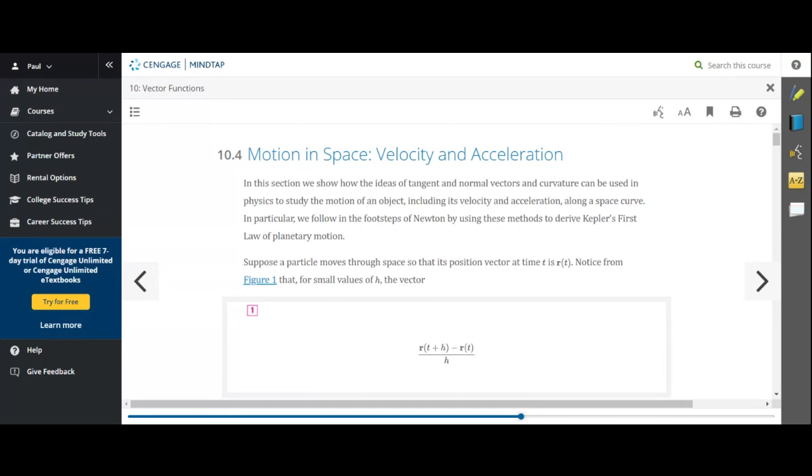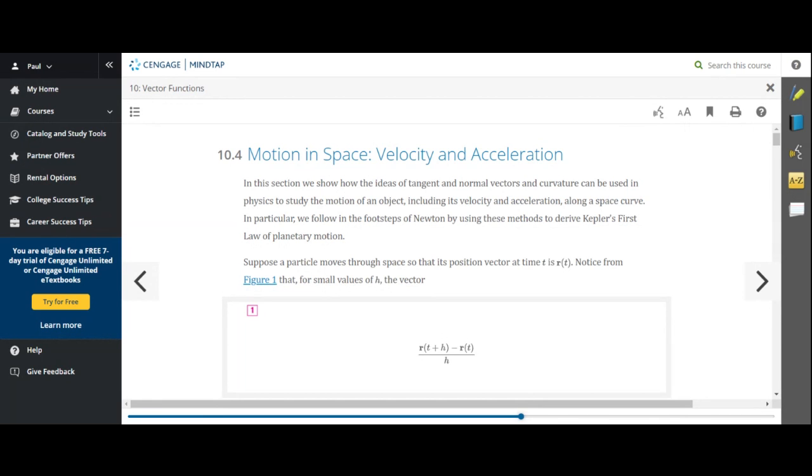Okay, so motion in space, velocity and acceleration. How many have learned that velocity is the derivative of position, and acceleration is the derivative of velocity? How many have learned that? Okay, pretty much all of you. You've seen that in Calculus 1, for instance.